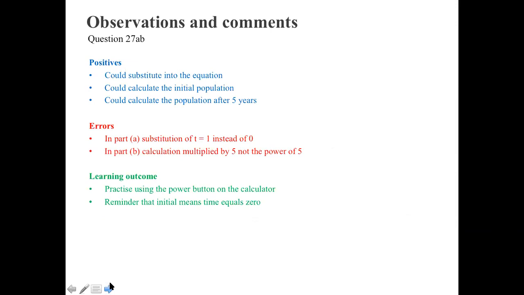The errors that occurred: we often saw students substitute T equals 1 instead of T equals 0. Also, another small error, not as often, was that instead of the power of 5, they were multiplying by 5. So we really just need to make sure we're practicing the power button on the calculator. And again, which comes up quite often, is that initial means time equals 0. Just saying T equals 1 was such a shame.